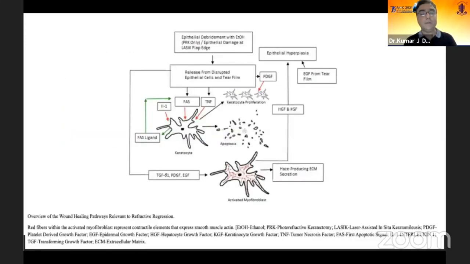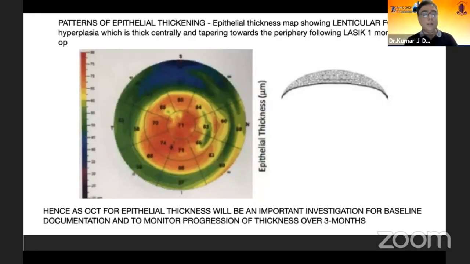Now, this chart is very commonly shown in most presentations. If there is an epithelial debridement, either we do a surface treatment or we do a LASIK where there is a whole rim where epithelial cells are affected, then there is keratocyte proliferation, different factors come into play, and haze-producing ECMs are secreted. This leads to further epithelial hyperplasia, and this leads to regression. So this is a whole cycle that happens throughout the regression. I feel whenever we conclude whether it's regression or not, mapping the epithelium is very crucial.